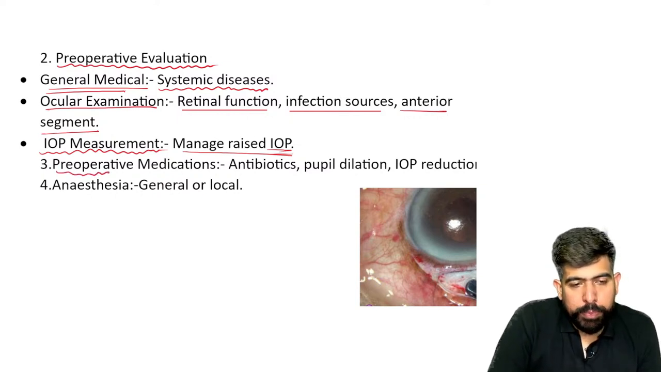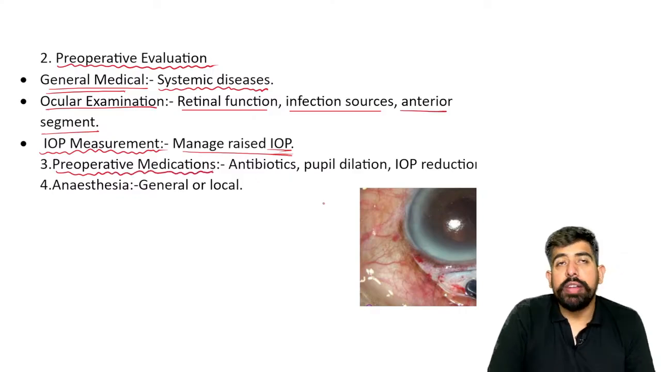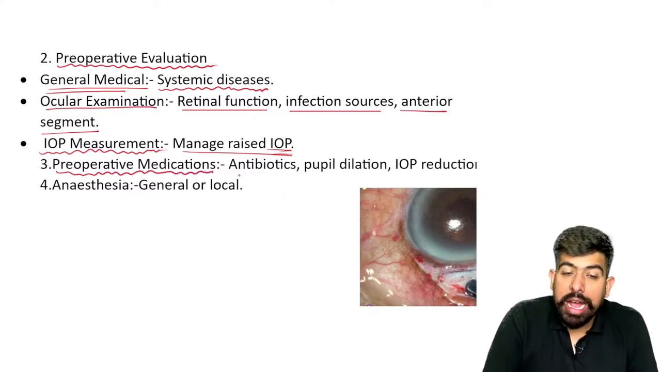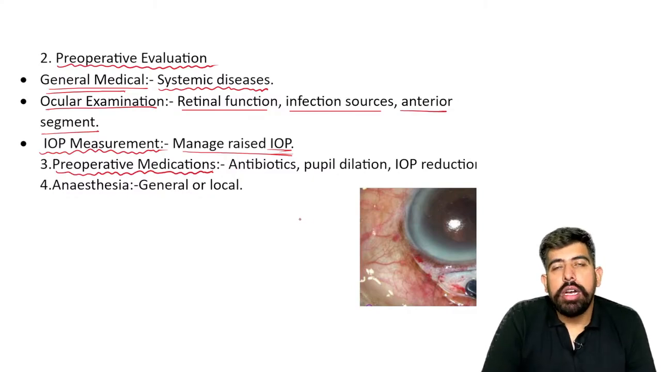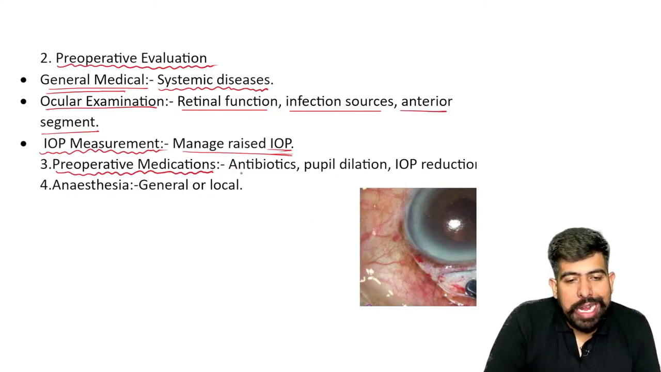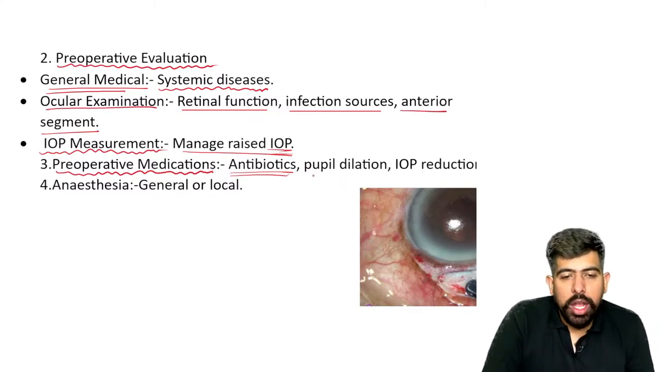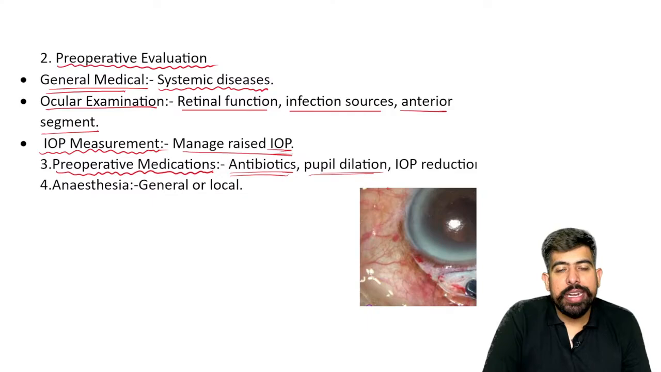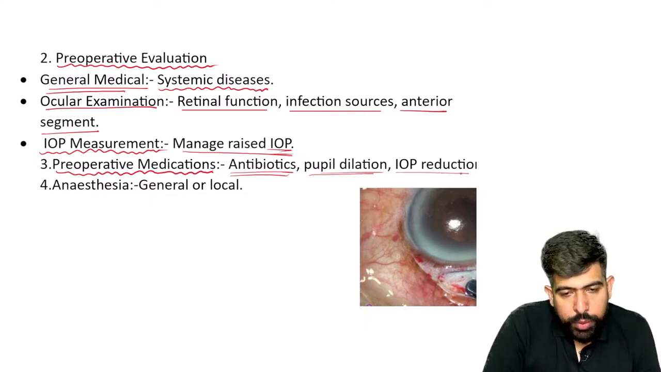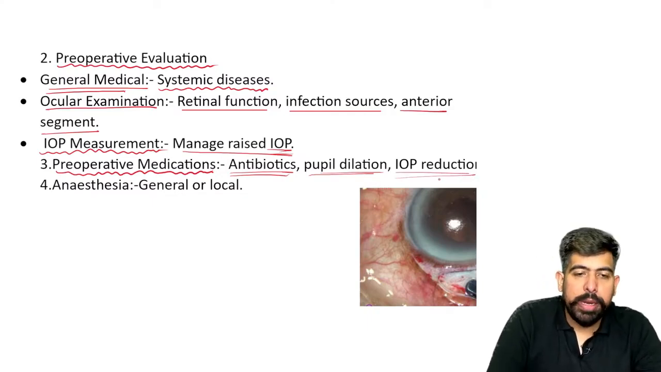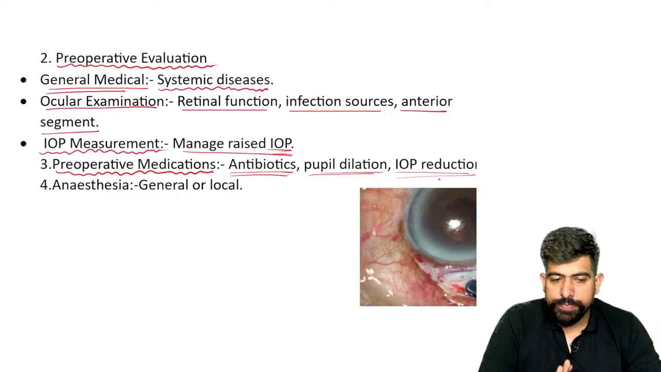But what pre-operative medications should be given? The medications I have to give before the surgery: I have to give antibiotics, which we give prophylactically. Also, I have to do the pupillary dilation by the cycloplegics, and I have to reduce the intraocular pressure for these patients. Understood? This is the basics I have to do.